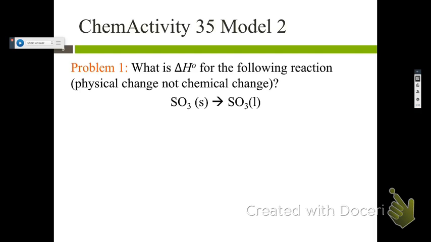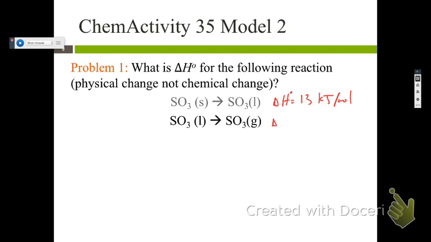Positive. Why would it be positive? Why do we not even need to look at the table to figure out this is positive? You take something from being more stable as a solid to less stable as a liquid. Now those particles are moving around past each other. How big is that difference? What's delta H there? Delta H equals, what is it, 13? About 13 kilojoules per mole.